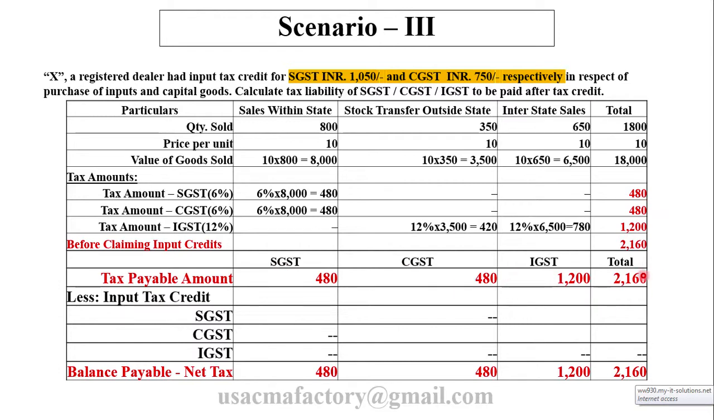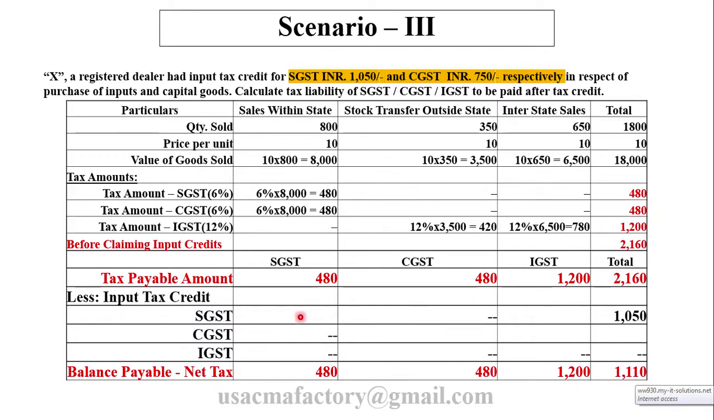Total is 2160. Now we need to claim SGST. So the SGST credit amount is 1050. So claimed against SGST 1050, but here is the difference: tax difference 2160 minus 1050 is equal to 1110. Here we have to adjust this one.